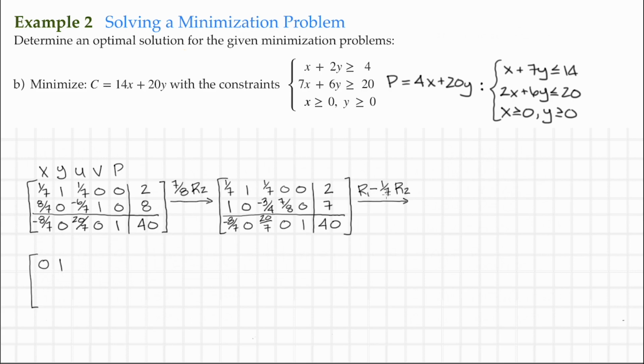Negative 3/4 times 1/7 is negative 3/28. And 1/7 minus negative 3/28, or in other words, 1/7 plus 3/28 is 1/4. 7/8 times 1/7 is 1/8, and 0 minus 1/8, that's negative 1/8. And 0, 0, and 0. Bring down the vertical line. 7 times 1/7 is 1, and 2 minus 1 is 1. Close off the bracket and bring over the rest.